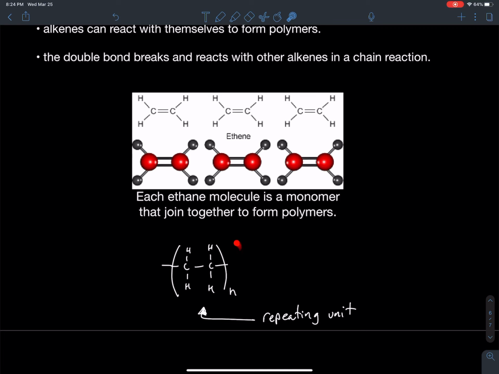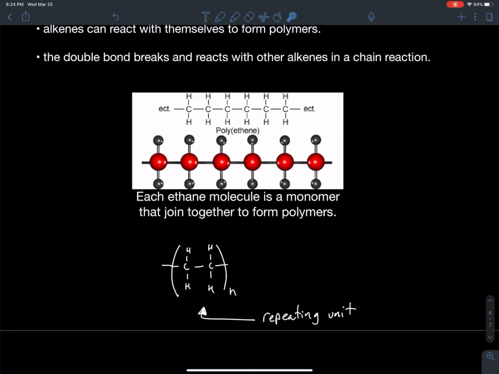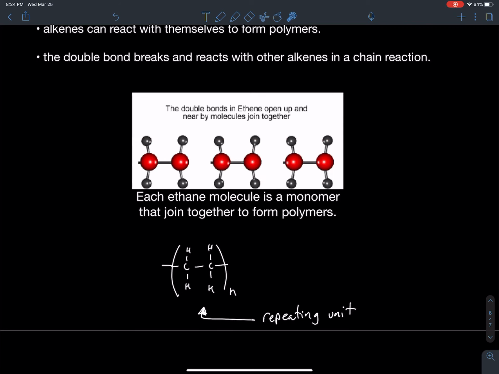And this that you can see down here is usually how we draw it on paper. A polymer is a molecule that has a bunch of repeating units of the monomer, and this would be ethene. You don't see the double bond because the double bond broke and attached to another ethene molecule to make a fully saturated, long hydrocarbon chain that becomes solid and plastic.